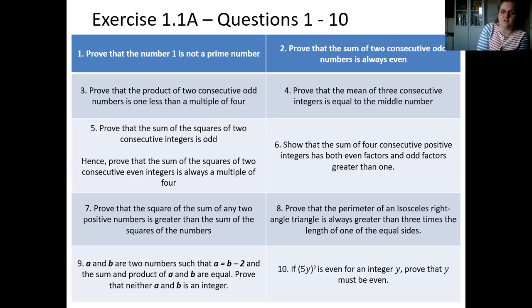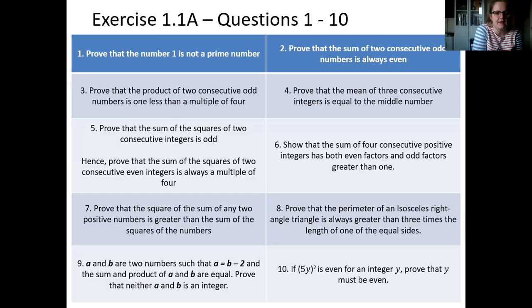Here are some questions. These are some great ones to pause and have a go at yourself. Prove that 1 is not a prime number. Prove that the sum of two consecutive odd numbers is always even. Prove that the product of two consecutive odd numbers is one less than a multiple of 4. Prove that the mean of 3 consecutive integers is equal to the middle number. Those first 4 are quite nice, easy ones that you should be able to do quite quickly. They are variations of ones that we've already done.